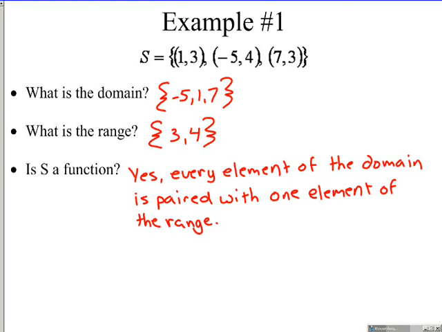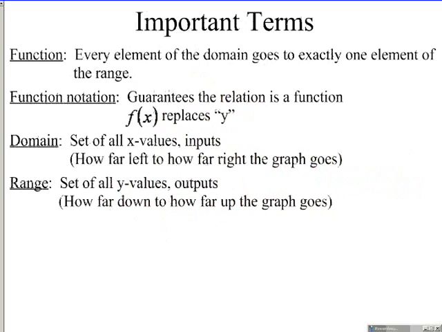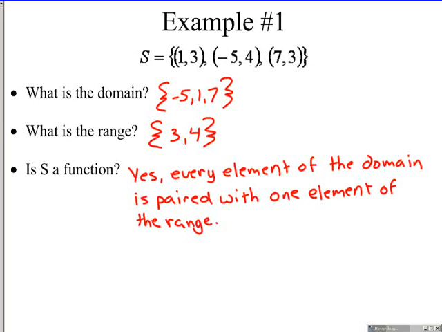Some students look at this and say, oh, it's not a function because 1 is going to 3 and 7 is going to 3. Remember though, your definition of a function says that every element of the domain goes to exactly one element of the range. 1 in this case only goes to 3. Negative 5 only goes to 4. 7 only goes to 3. So when we're talking about a function, it doesn't have to be true in reverse. It only has to be true from domain into range that each element is matched up with only one element of the range.